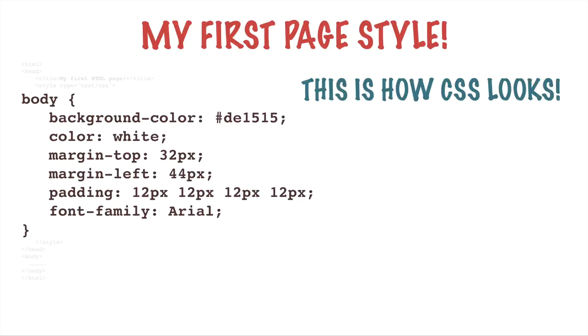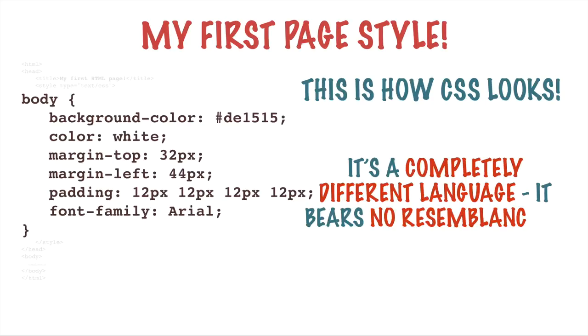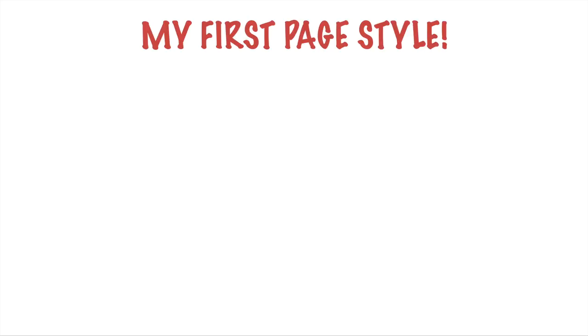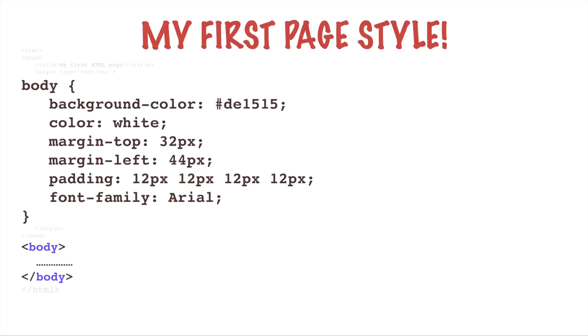CSS looks weird, and that's because it's a completely different language. It has absolutely no resemblance to HTML. This language is a different language again and has its own different and rather arcane syntax. Let's parse what we see here and hopefully it'll make more sense. Remember that a style is a rule governing the appearance of an HTML element. Well then, the first question that needs to be answered is which HTML element?